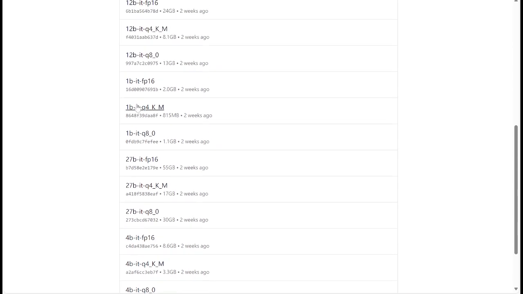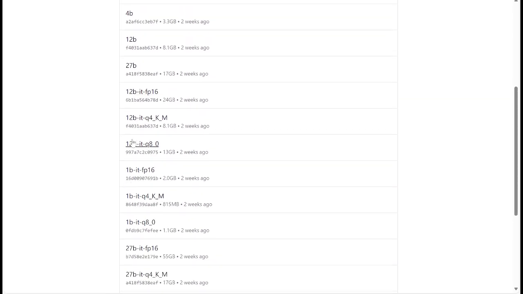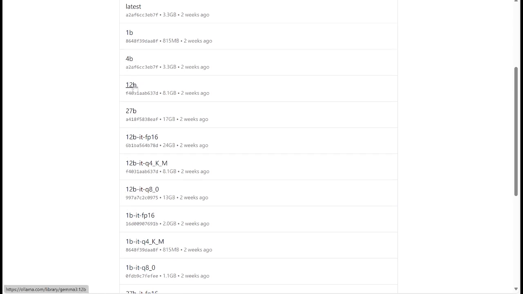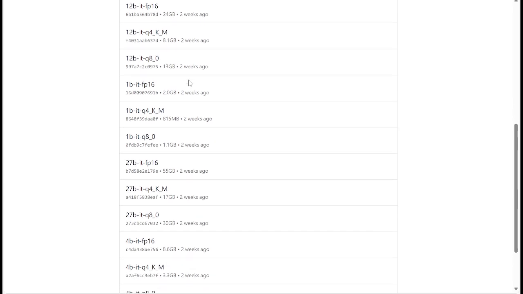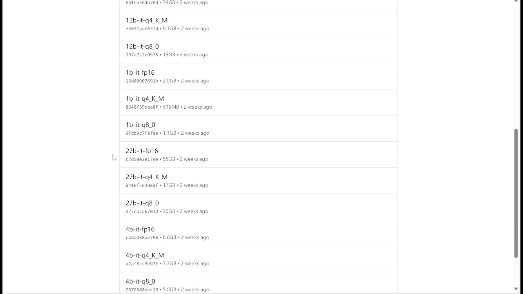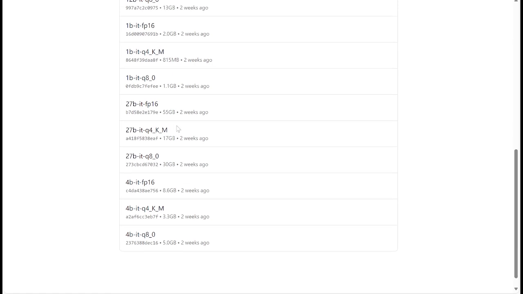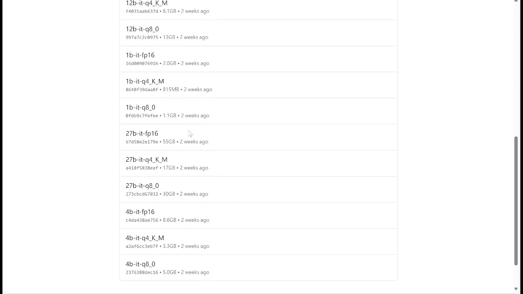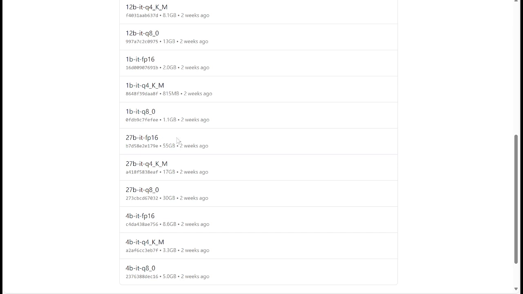Sometimes they will have both an IT version and a non-IT version, but in this case they are all IT versions. Even if you see 4B or 12B, they are in fact just an alias of the following models with more detailed names. And you can see this name has a label or a tag for the quantization. For example, FP16 means this is a floating point of 16 bits, and Q8_0 is a quantization for a model to become 8-bit.